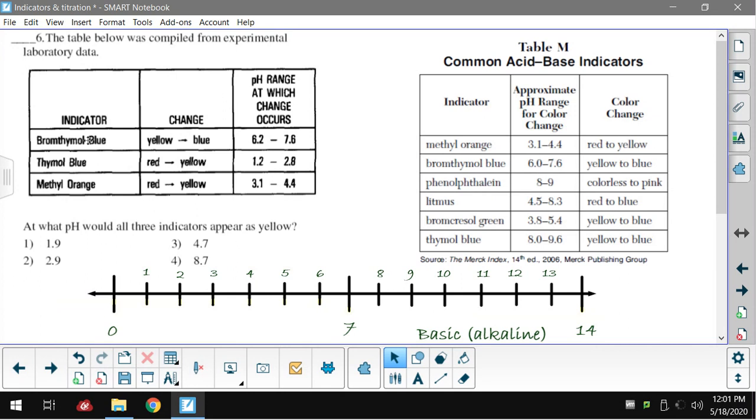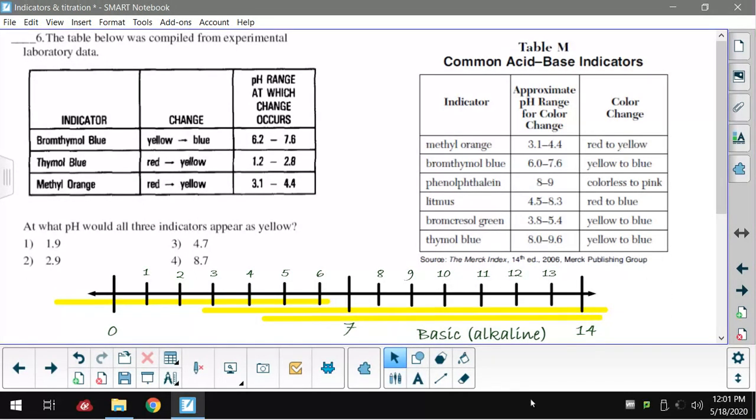Well, bromothymol blue is the top one. That is yellow when you're 6.2 or less. So that's going to be yellow, 6.2 or less. Thymol blue is going to be yellow when it's 2.8 or higher. So here's 2, there's 3, 2.8 is right about there. So 2.8 and higher is going to be yellow. We want to find out when all 3 of these are yellow. Methyl orange is yellow when its pH is 4.4 or higher. So here's 4, 4.4. So 4.4 and higher.